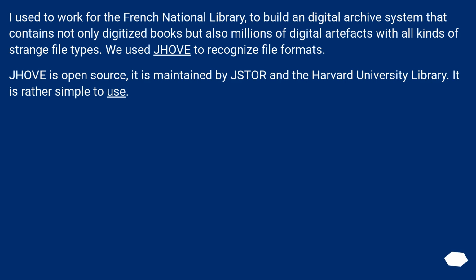I used to work for the French National Library to build a digital archive system that contains not only digitized books but also millions of digital artifacts with all kinds of strange file types. We use JHOVE to recognize file formats. JHOVE is open source. It is maintained by JSTOR and the Harvard University Library. It is rather simple to use.